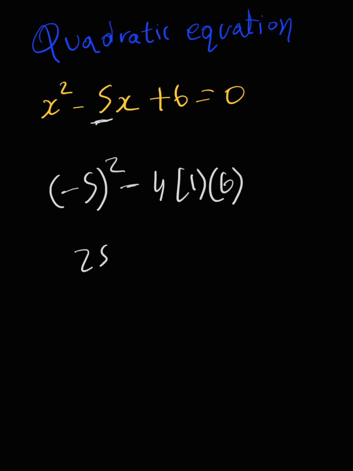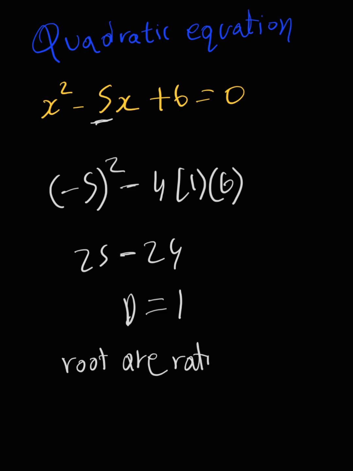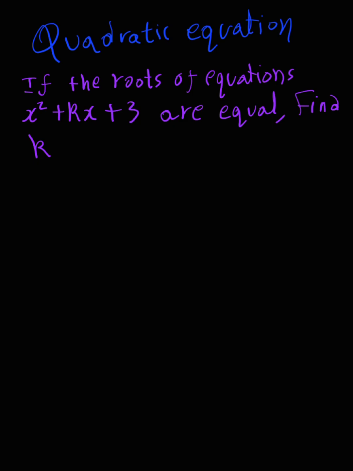So this will become 25 minus 24, so D is equal to 1. What this means is that the roots are rational. The roots are rational and real, you can say. But we are not required to write real, because obviously if it's rational it falls under real. So yeah, that's that.